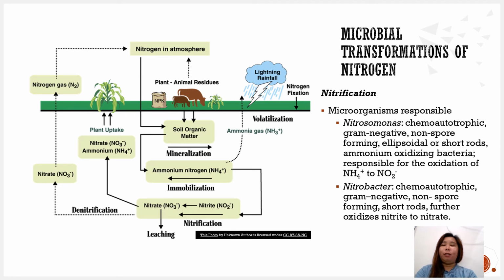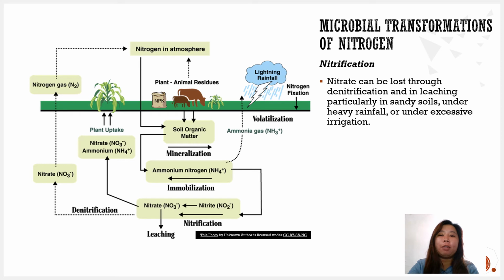And the one that is responsible for oxidation of nitrite to nitrate is what we call Nitrobacter. Nitrobacter are also chemoautotrophic, also gram-negative, and also short rod bacteria. Nitrate can be lost through leaching after nitrification, particularly in sandy soils. Why is that so? Because sandy soils have a lot of macropores. That is under excessive or heavy rainfall or under excessive irrigation.